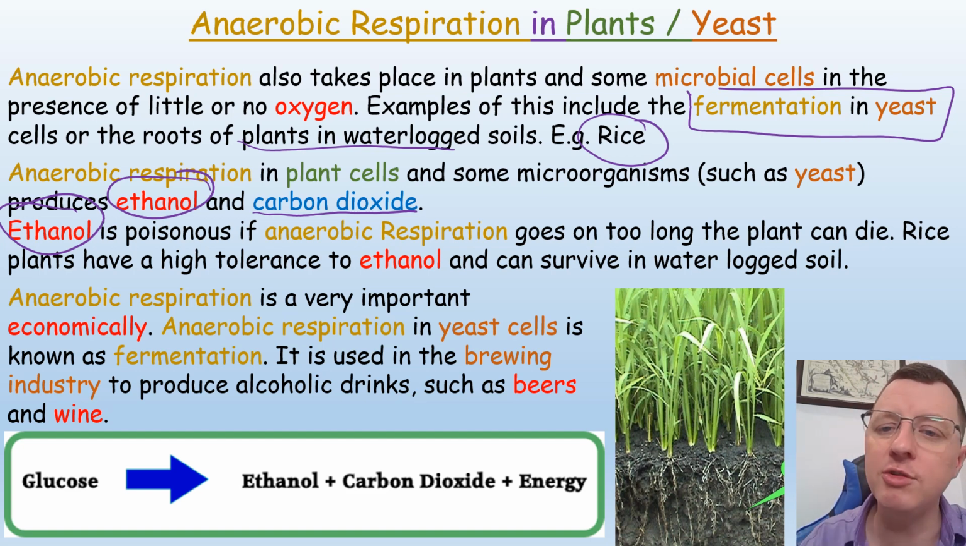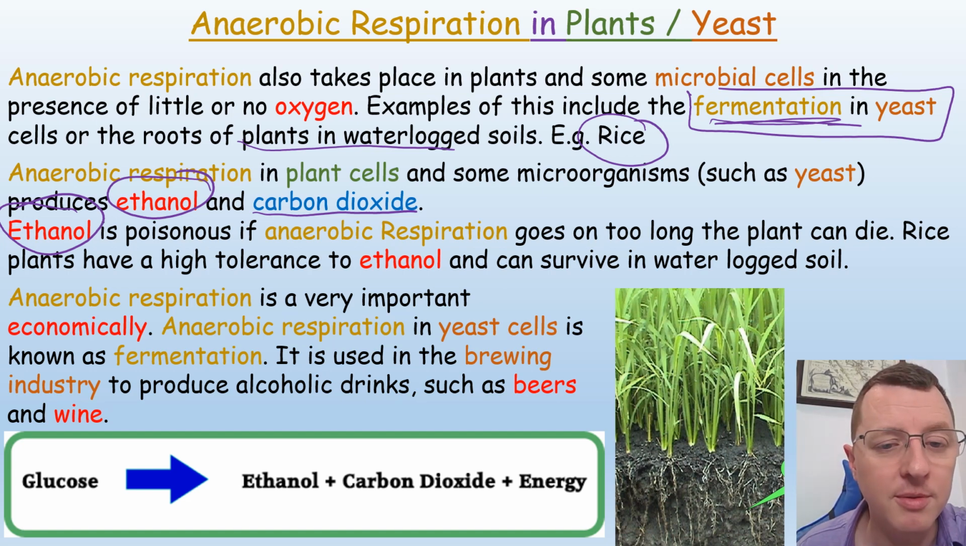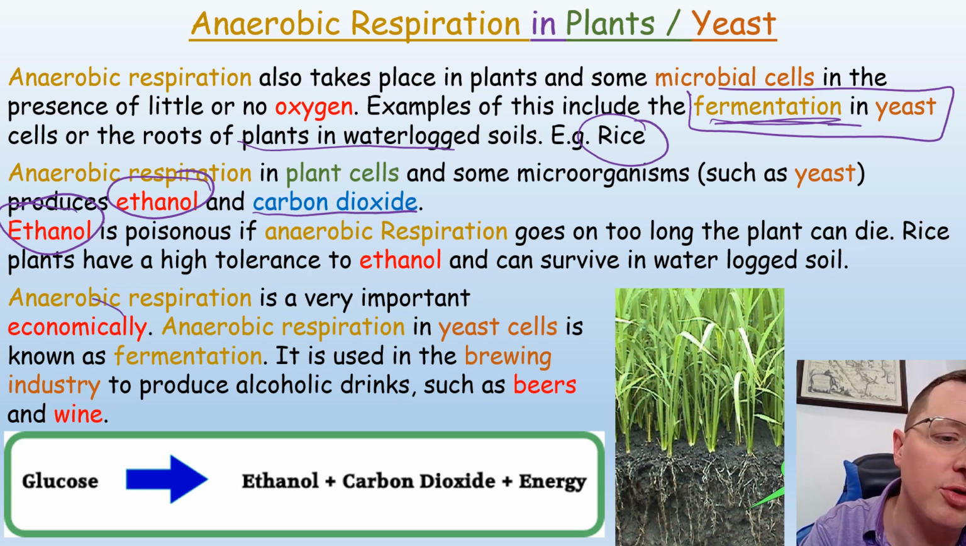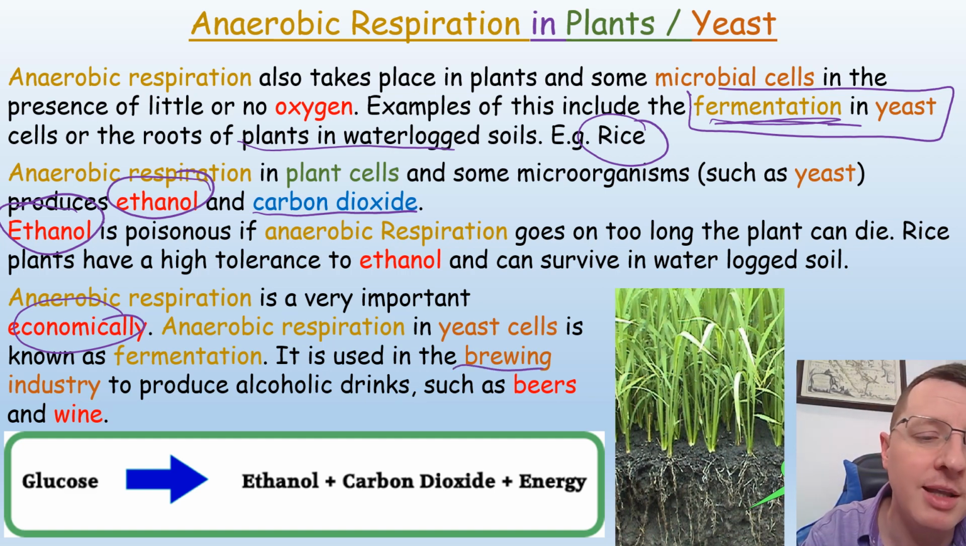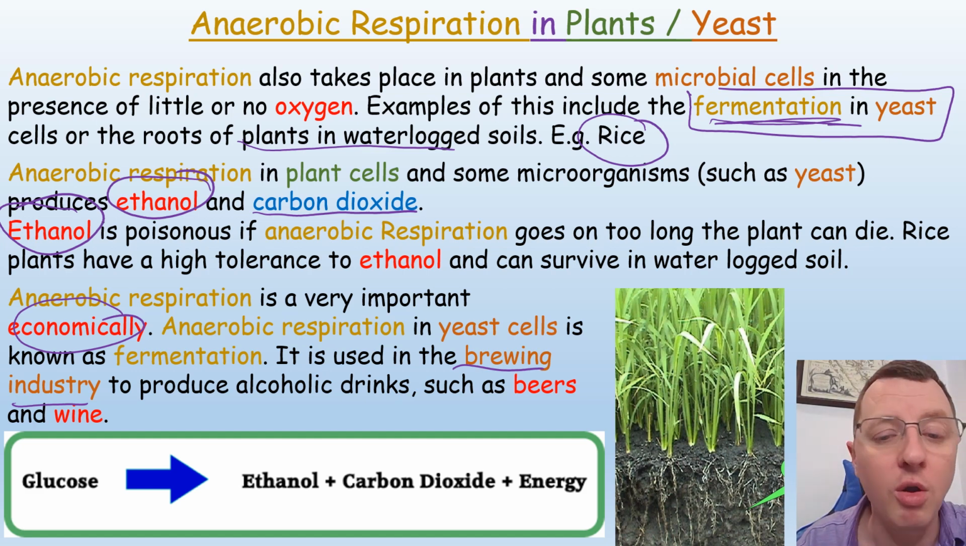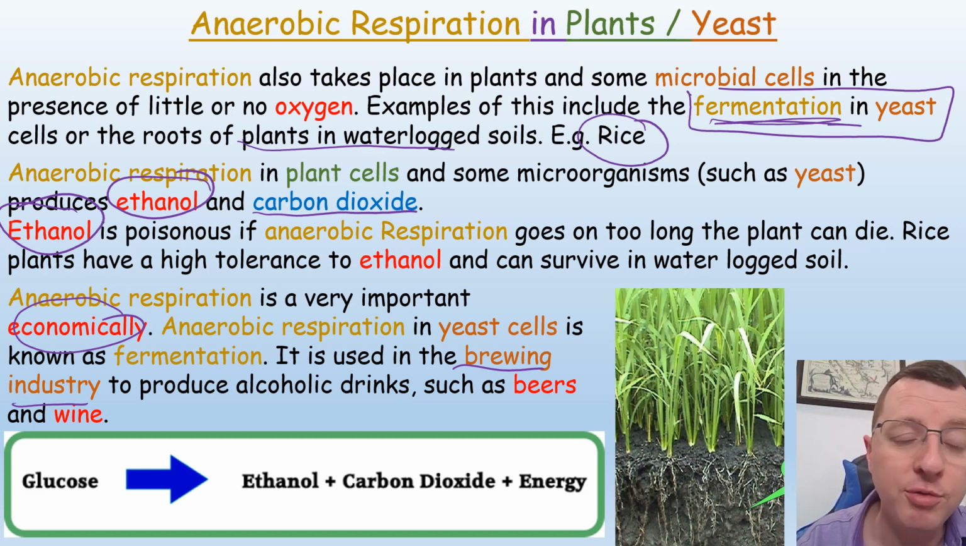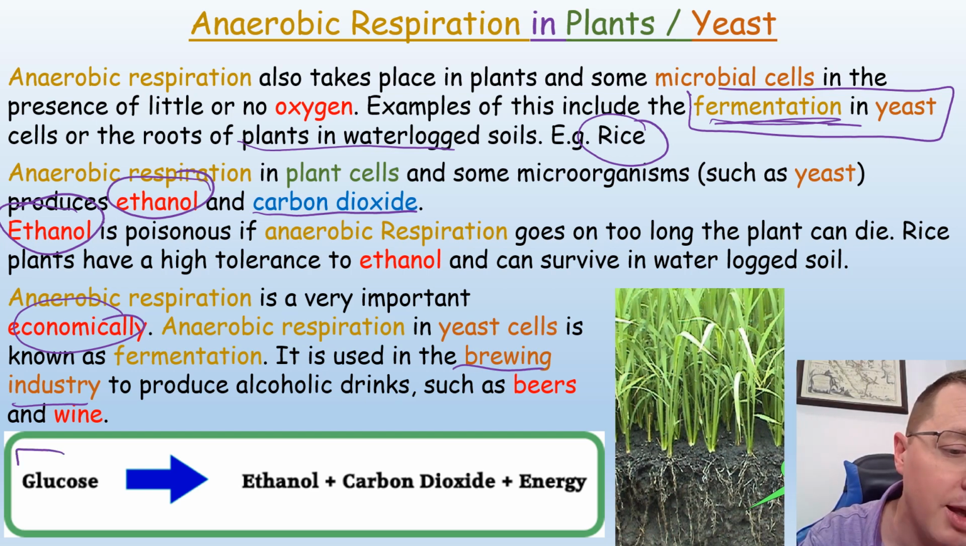Now, if we turn our attention back to this chemical process known as fermentation, fermentation is an example of anaerobic respiration that is very important economically. It occurs in yeast cells, and it's used in the brewing industry to produce alcoholic drinks such as beers and wines. So if we have a look at the equation for anaerobic respiration in plants and yeast, you can understand why all of this occurs.